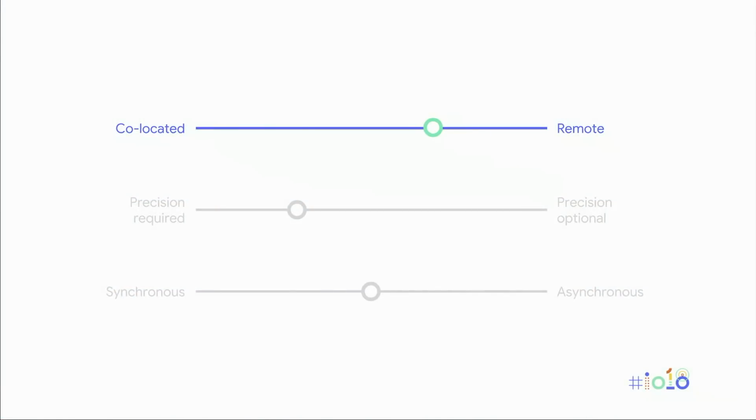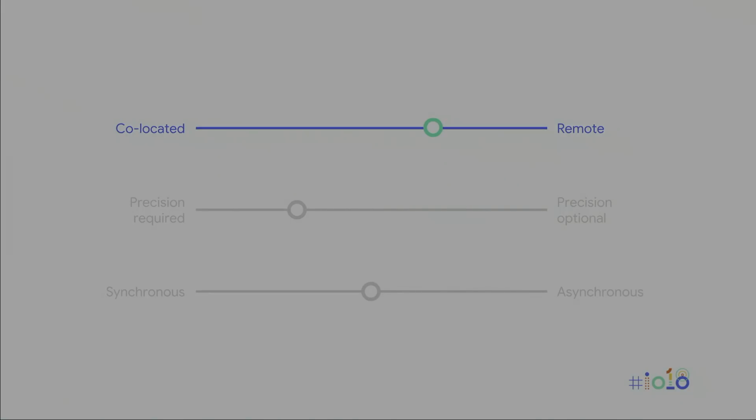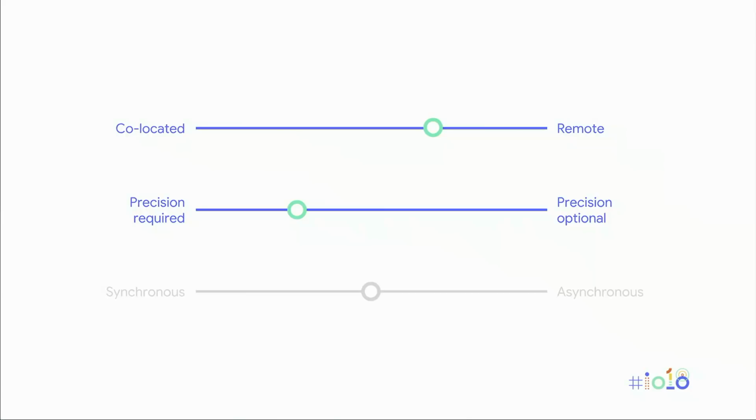In addition to the technical considerations, we've found three axes of experience that we think are really useful to consider when you're designing these kinds of shared augmented experiences. First of those is co-located versus remote. Are your users in the same physical space or different physical spaces? Second is how much precision is required, or is it optional? Do you have to have everybody see the virtual bunny at exactly the same point in the world, or do you have a little bit of flexibility about that?